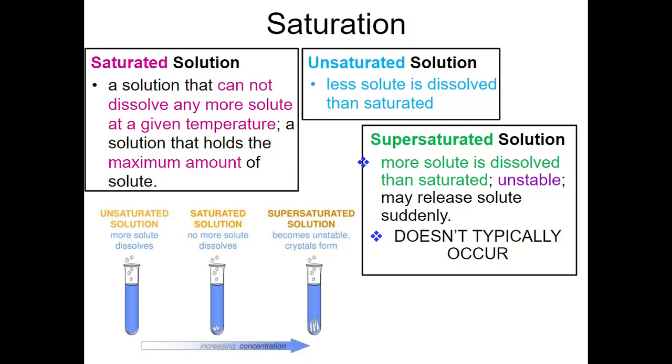Here we have our terms: saturated, unsaturated, and supersaturated. Saturated is the maximum amount of solute that we can dissolve at a given temperature. So at that point on our line, that is how much we can dissolve at that temperature. Unsaturated means that we have less solute dissolved compared to our saturated point. And supersaturated is typically not going to occur for what we're doing in here, but it means that more solute is dissolved than we can actually dissolve at the saturated point.